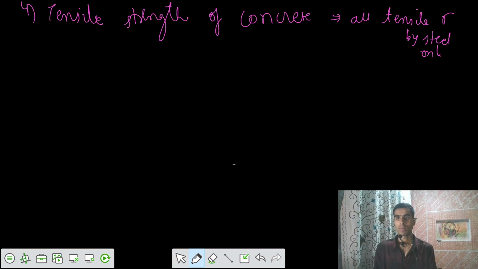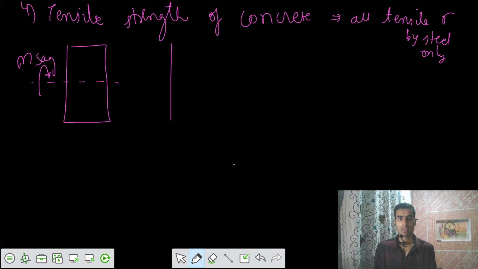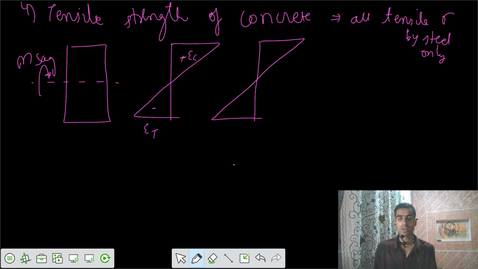Now, let's say I have a section, and I'm applying a sagging bending moment, M sagging, and I know that in the strain variation on the top side we have compressive strains. Let's write that as positive compressive strains, and from the bottom side tensile strains, and similarly we have compressive stresses and tensile stresses. But once we say that we are going to ignore, see here we have concrete in this beam section. This is your concrete.